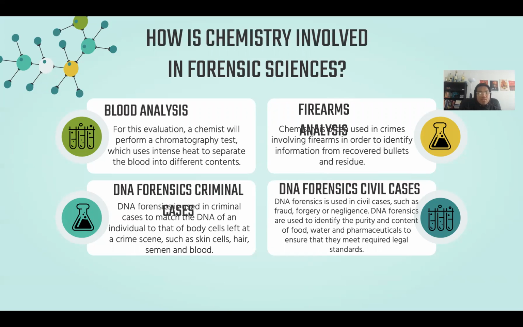DNA forensics is used in criminal cases to match the DNA of an individual to that of body cells left at a crime scene, such as skin cells, hair, semen, or blood. The FBI most commonly uses STR analysis for its cases. With STR analysis, chemists take DNA samples from areas at the crime scene. These are then compared with the DNA profiles of individuals booked in a database to identify suspects.